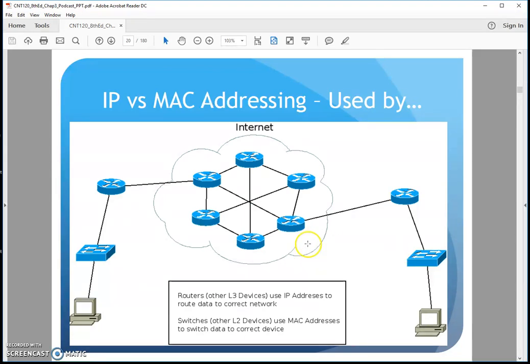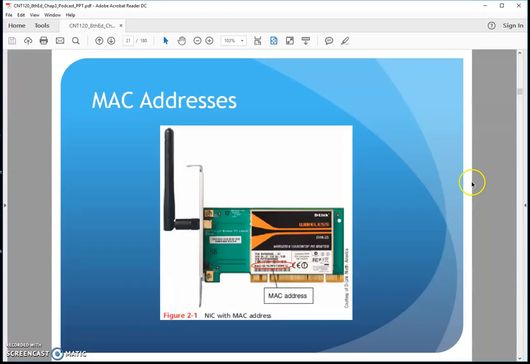And I throw this picture in here as an example. If I were mailing something, a chunk of data, once it gets up to the routers keep using the IP address to get it to the right network. Once it gets in the network, the IP address is done. It's like, hey, my job is done. The switch now uses the MAC address to get it to the correct node in that network, in that campus, if you will. That's what happens.